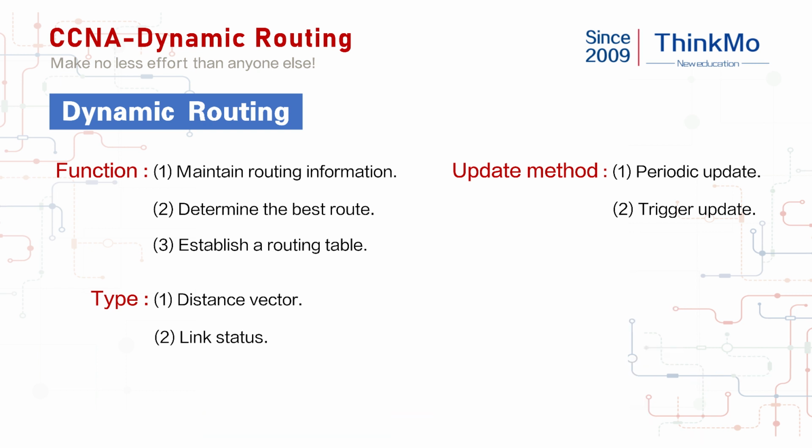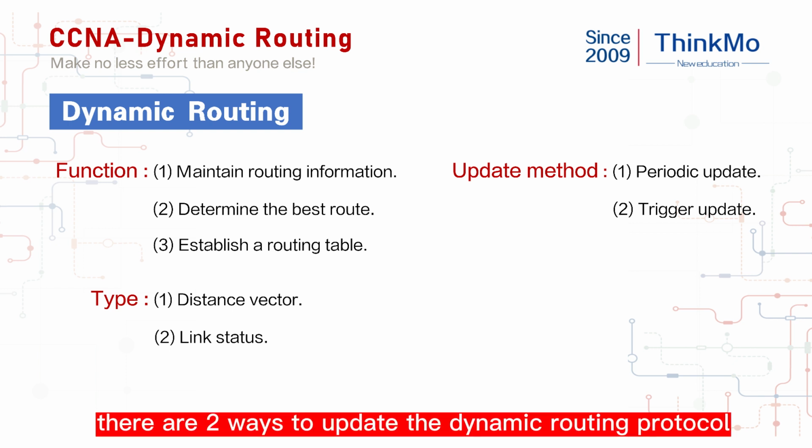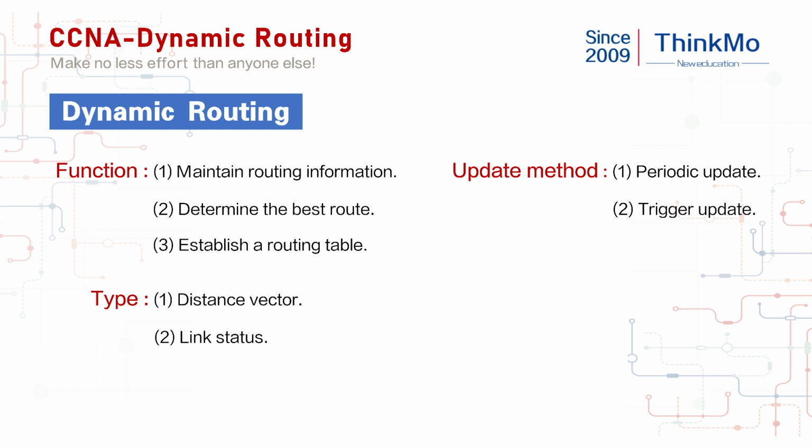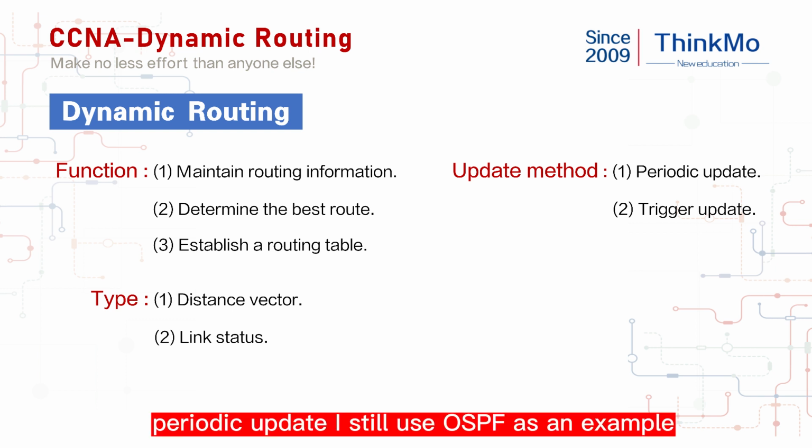Okay. Let's see how to update. There are two ways to update in a dynamic routing protocol: a periodic update and a triggered update. Periodic update. I still use OSPF as an example, because EIGRP has no periodic updates, so I can only use OSPF as an example.